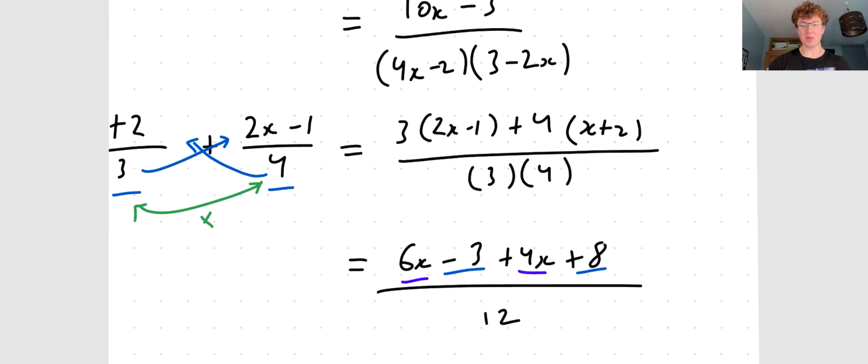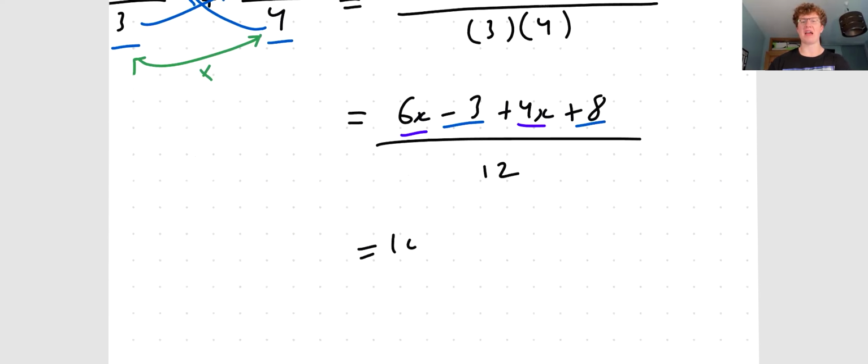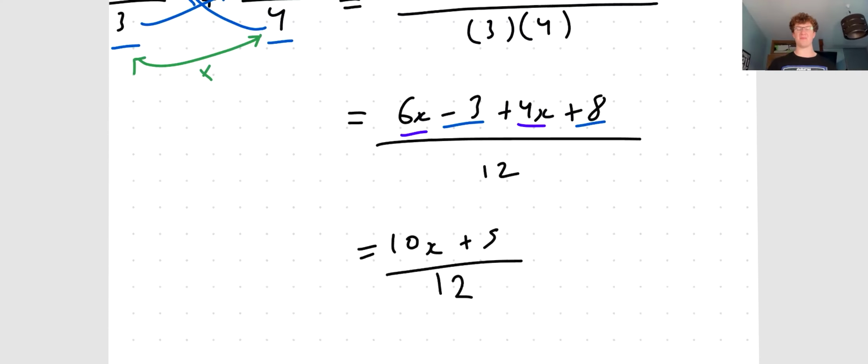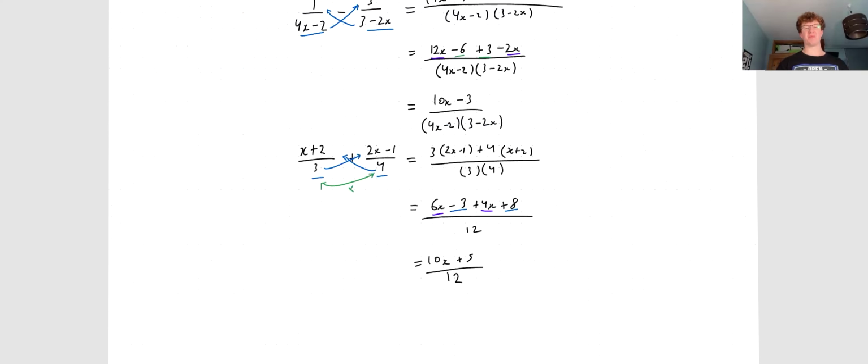So we have the 6x and the 4x. That's going to be a 10x. 8 minus 3, that's going to be a 5, all divided by 12. Boom. And that's it. We've simplified that fraction, and now it's this. And that's basically what you do every time. You multiply across, the denominator becomes a product, and then you just have to simplify the expression and get the final fraction. One more example.